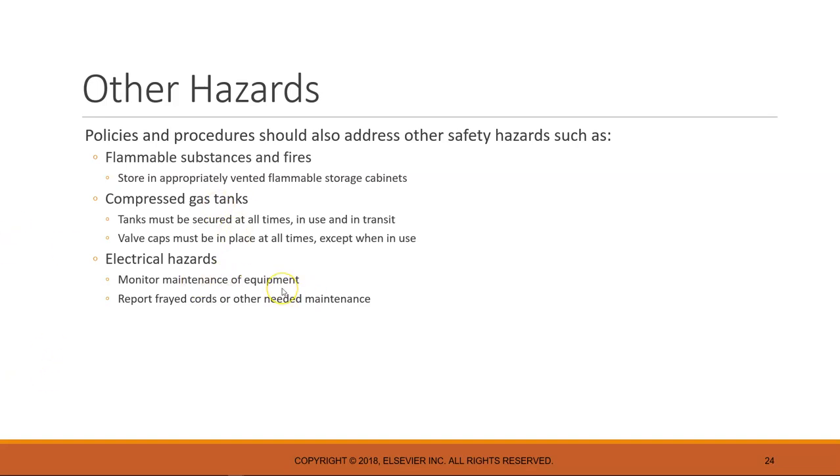Electrical hazards. You want to monitor maintenance of your equipment. Periodically look at the cords that are plugged into the wall to make sure that they're not frayed or need other types of maintenance.